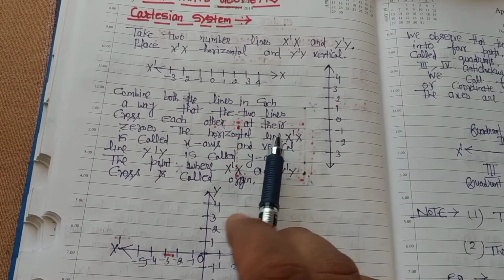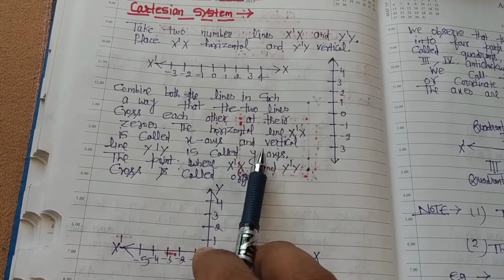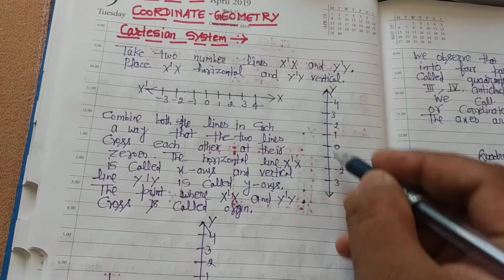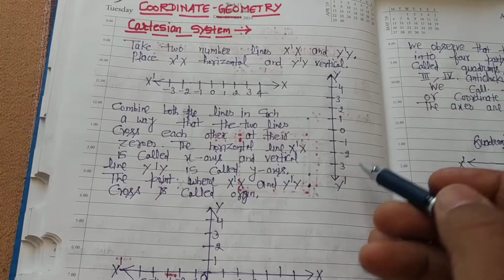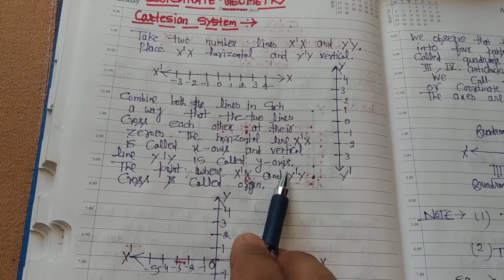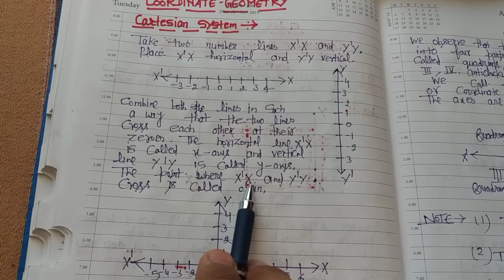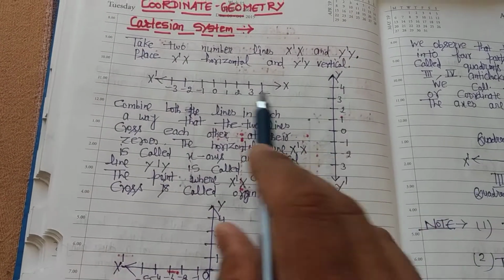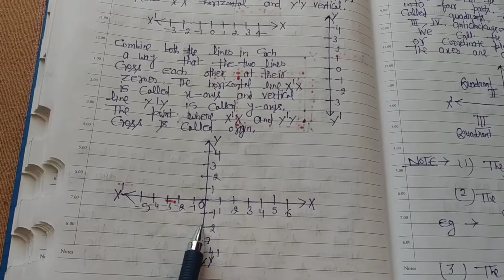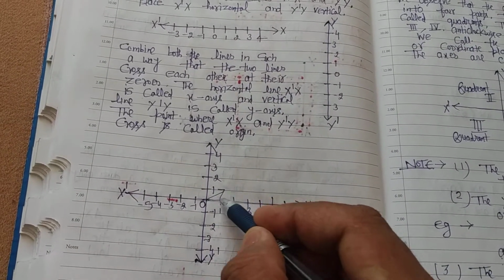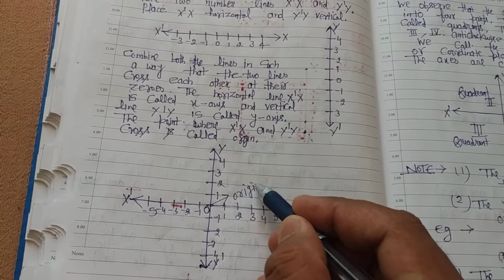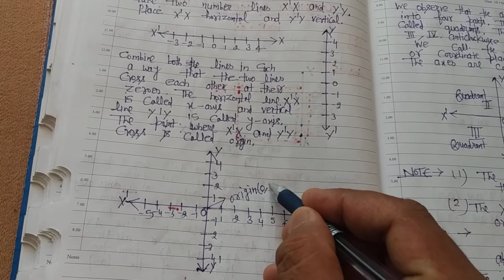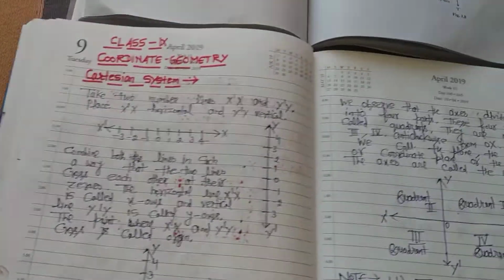The horizontal line x dash x is called the x-axis, and the vertical line y dash y is called the y-axis. The point where x dash x and y dash y cross each other is called the origin. So from here one thing is clear, the coordinates of the origin are 0, 0.